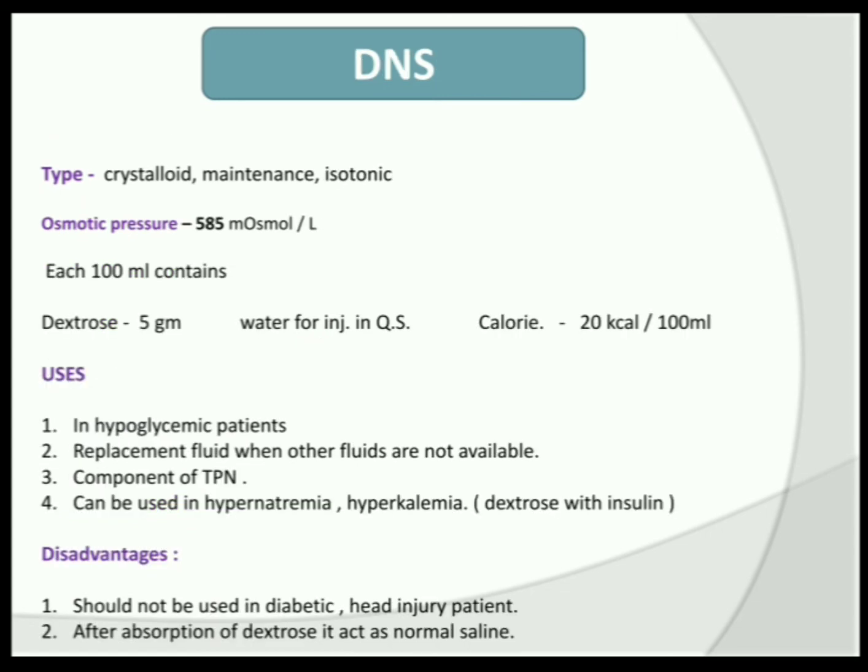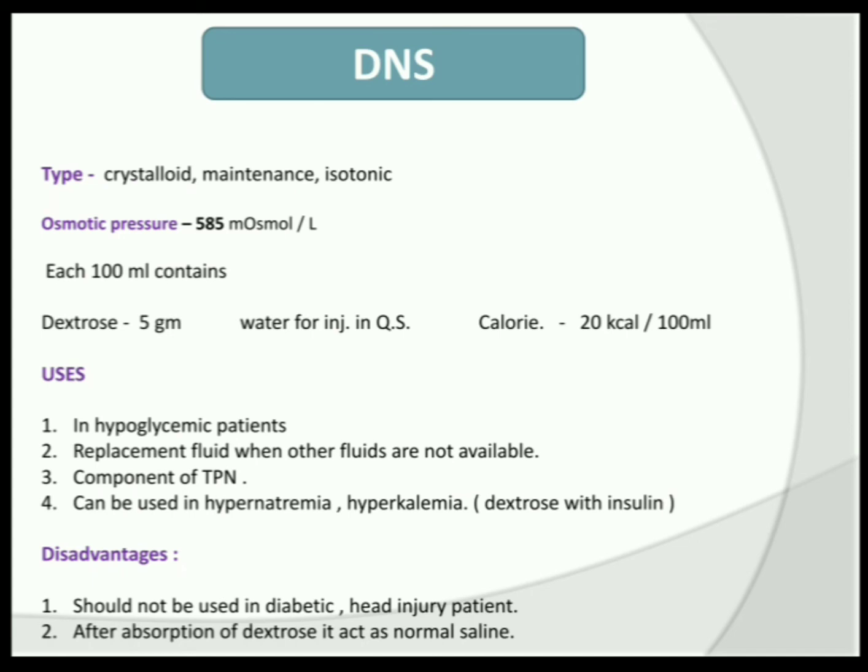Our third crystalloid is DNS. DNS is also used in day-to-day practice. It is a crystalloid. It is a maintenance type of fluid. It has an osmotic pressure of 585 milliosmol per liter. Each 100 ml has 5 gram of dextrose and it provides 20 kilocalorie per 100 ml.